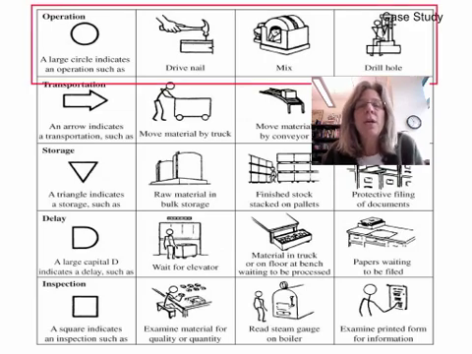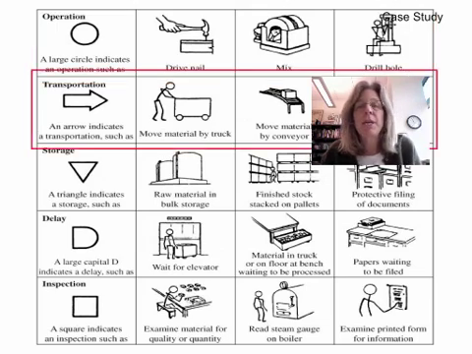So an operation is represented by a circle, and it's generally thought of as something that changes the form of the materials. If it's a process, you might be adding some information to a document, or it can be actually doing machining onto it. Examples here are driving a nail, mixing, drilling holes.